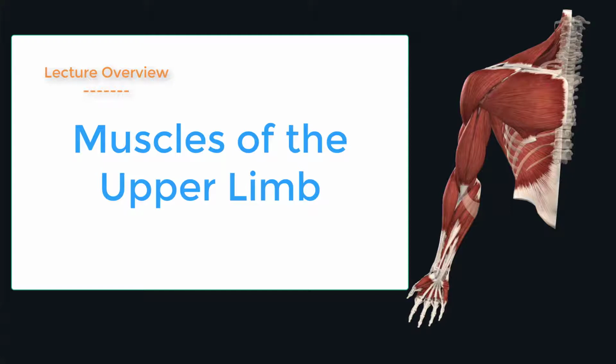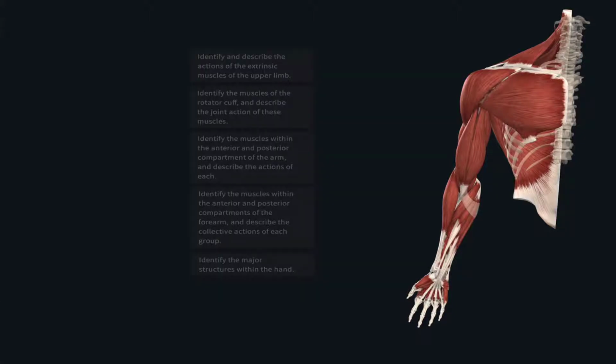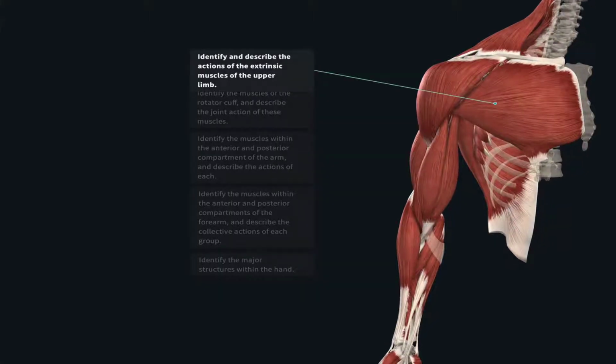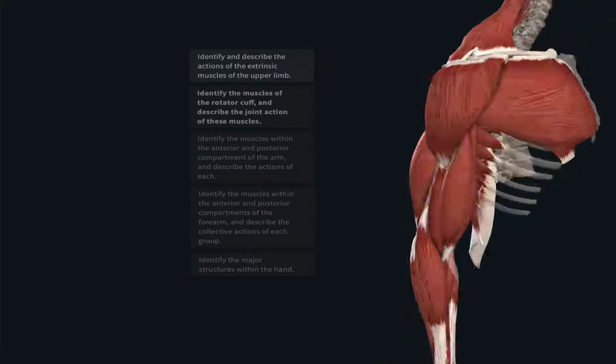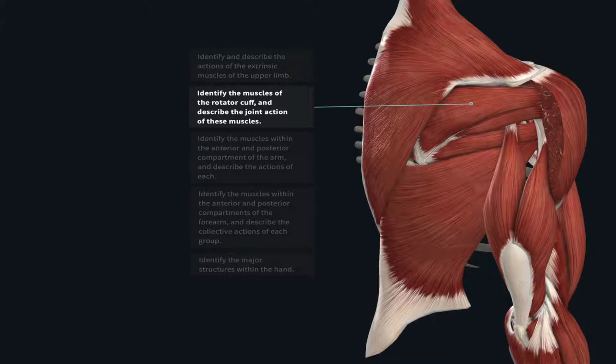And in this lecture I will be going over the muscles of the upper limb. By the end of this lecture, you should be able to identify and describe the actions of the extrinsic muscles of the upper limb. Identify the muscles of the rotator cuff and describe the joint action of these muscles.